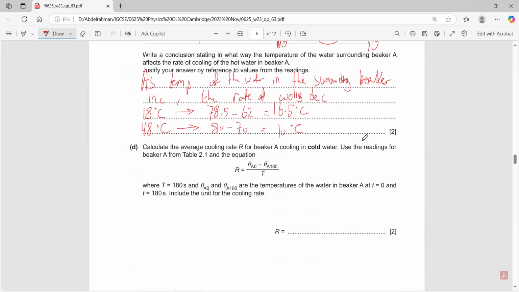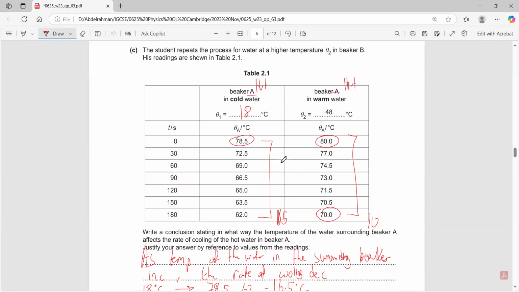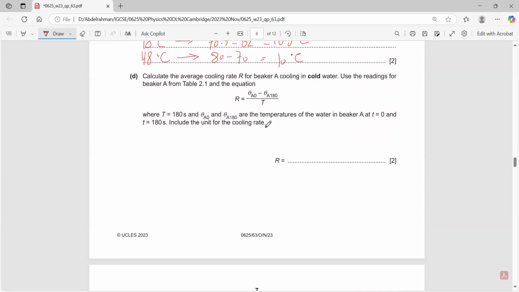Can I find the average rate of cooling in cold water? Theta A at 0 and at 180, which is 78.5 minus 62 divided by 180. This would give you a rate of 0.0917 or 0.092. Do not forget the unit, which is degrees Celsius per second.